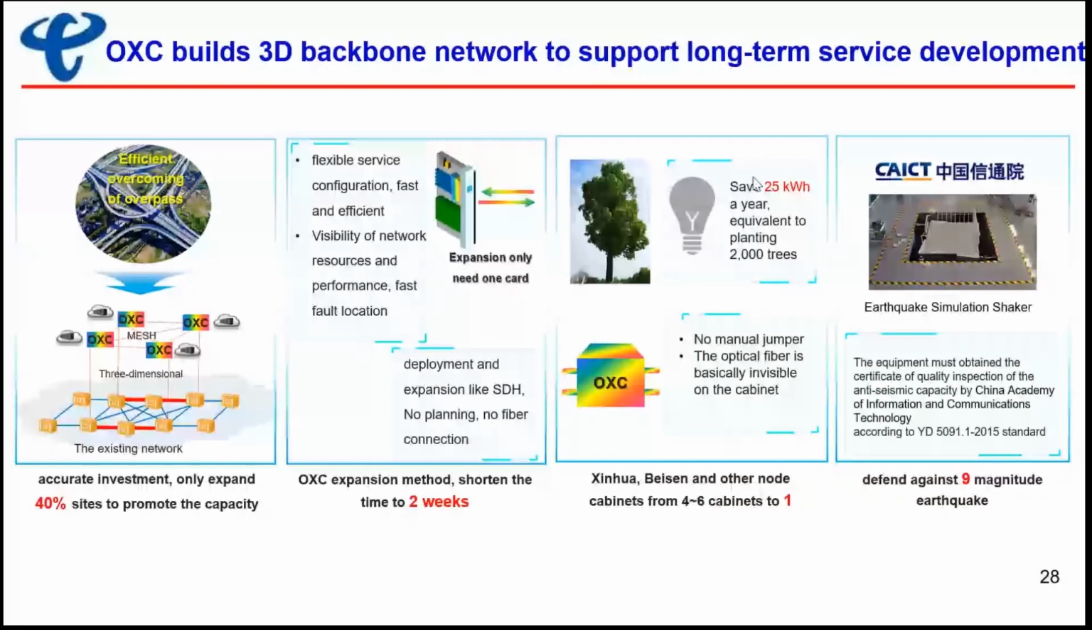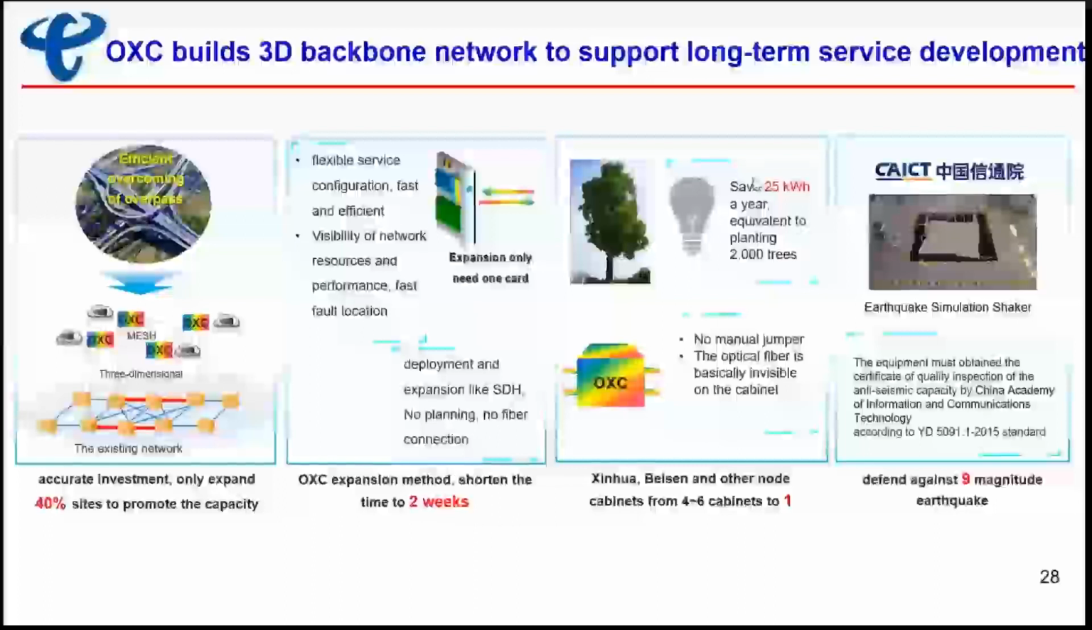Last one, the equipment has passed the earthquake intensity 9 anti-seismic performance test. It can defend against a magnitude 9 earthquake. Based on the above, we found that the OXC solution can well meet the business development of Sichuan Telecom. Okay, that's all I want to share with you about OXC commercial practice by Sichuan Telecom. Thank you very much.